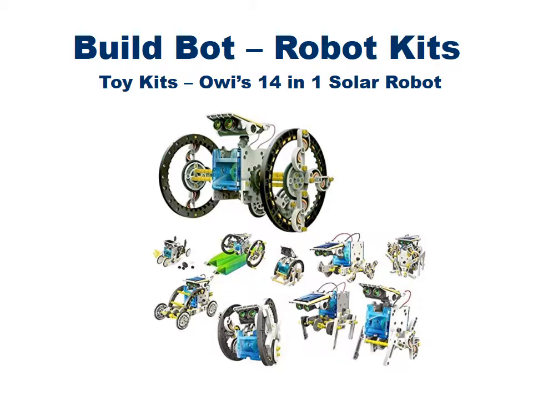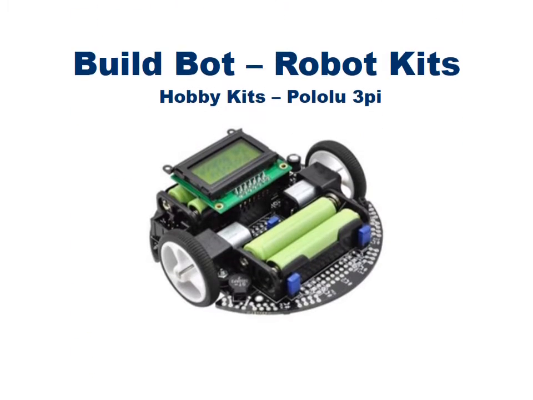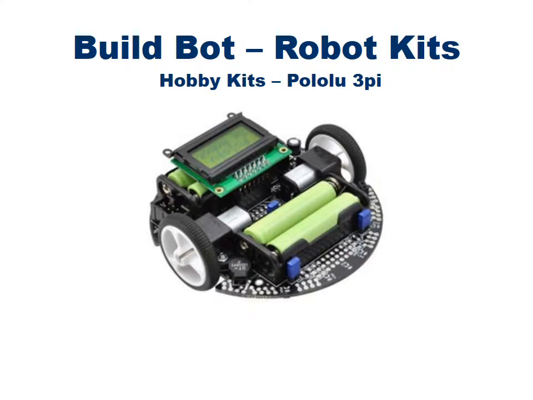BuildBot, robot kits and subclass toy kits. Our 14-in-1 solar robot is a toy kit children can assemble in 14 different ways to get 14 different robots. BuildBot, robot kits and subclass hobby kits. These kits tend to require engineering skills to construct. Pololu's 3pi is such a kit that comes with its own controller. Students program the firmware into processors using professional tools.